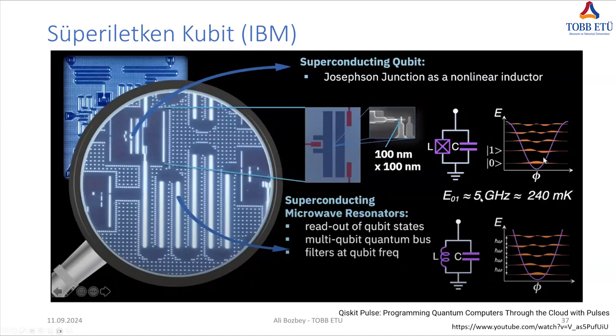But now some groups are also working to operate superconducting qubits at higher frequencies, like 50 gigahertz or so. Then the operating temperature can be increased by 10 times. But this is very fundamental research now, and still the most common operating frequencies are below 10 gigahertz.